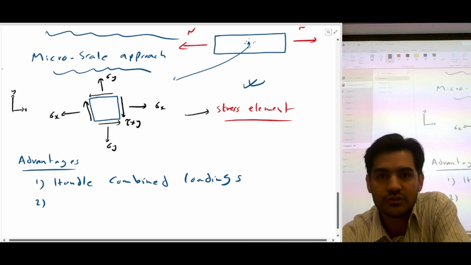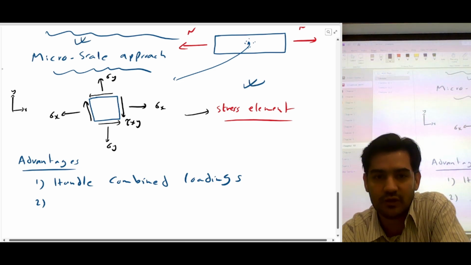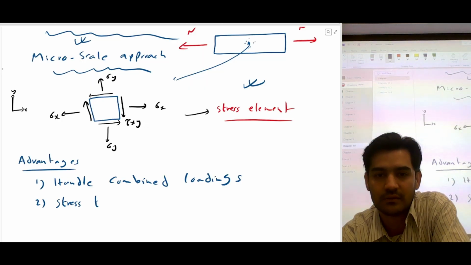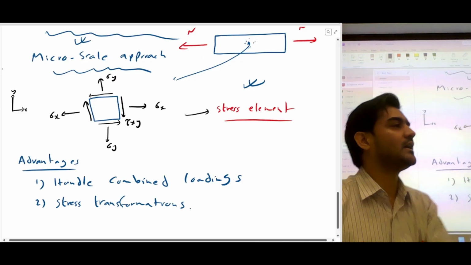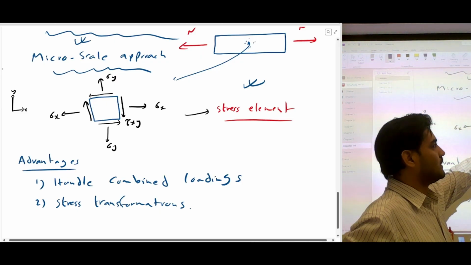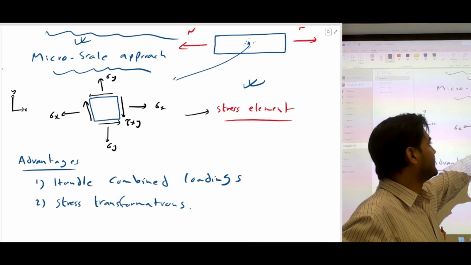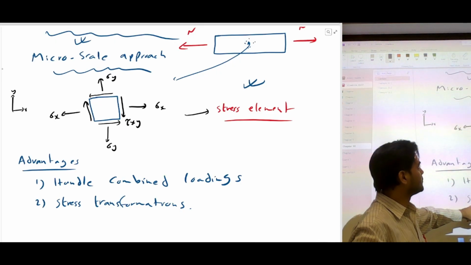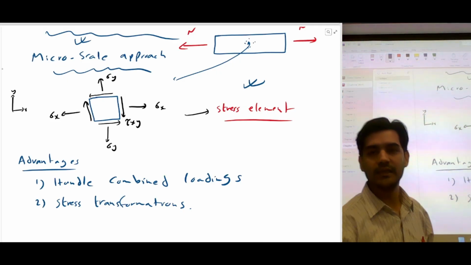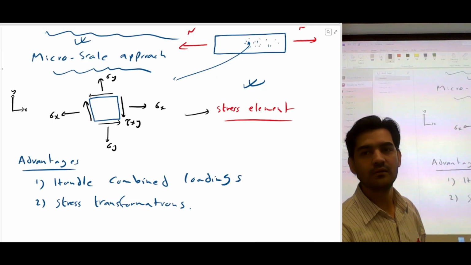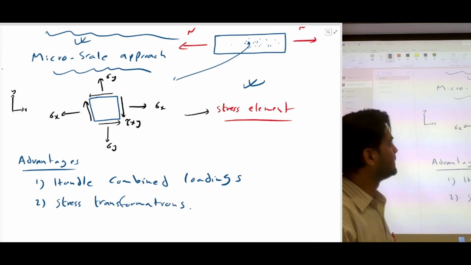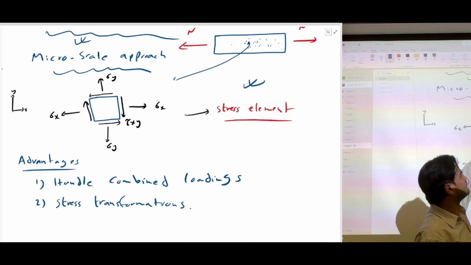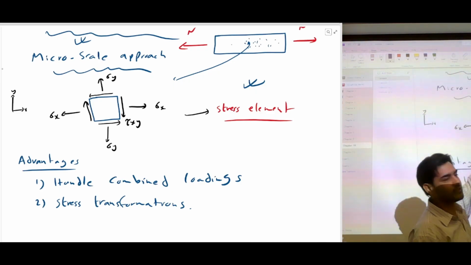This stress element approach, this micro scale approach, is also very useful in stress transformations, because it's not easy to do stress transformation on a normal member, which we have been doing in the previous chapters. So this stress transformation is also a very useful concept because these individual stress elements are not always in this direction. Sometimes they are rotated as well. So if you rotate the stress element, you're going to change the stresses.